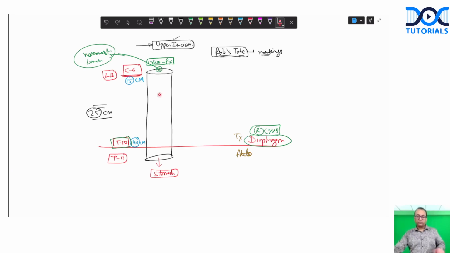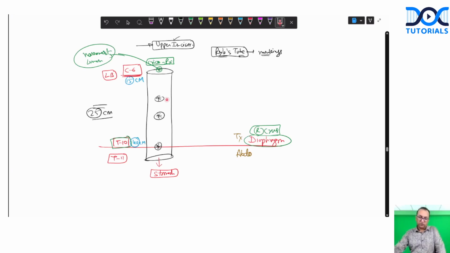But what about the narrowings which are in the middle? You'll see there are two more narrowings as per Gray's anatomy. What are these two more narrowings we want to discuss, because whenever there is controversy, it is advisable to follow Gray's anatomy, if possible. So what are these narrowings due to?